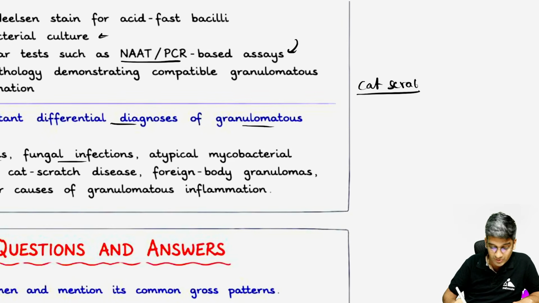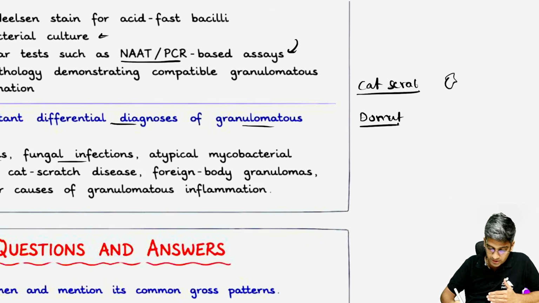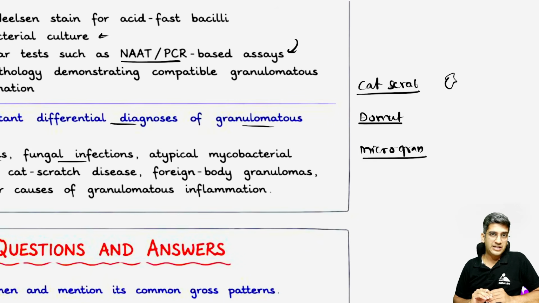Cat scratch disease will have granuloma which is stellate, or a Charles tape shaped. It's an irregular granuloma, right? You have your donut-shaped granulomas in Q fever, and you can have them in allopurinol toxicity. You have your microgranulomas. They are very tiny granulomas without giant cells in toxoplasma lymphadenitis, right?